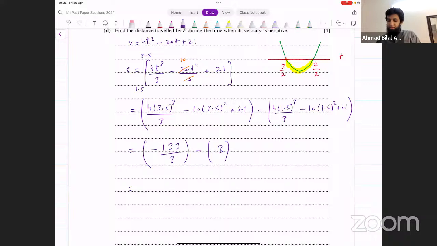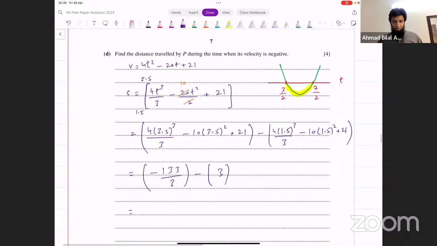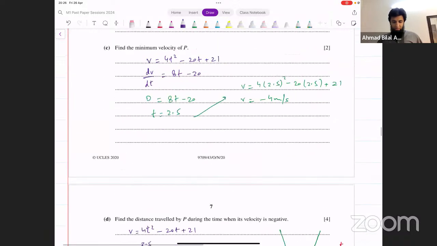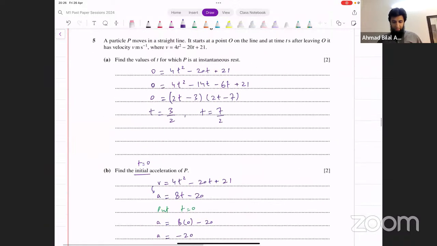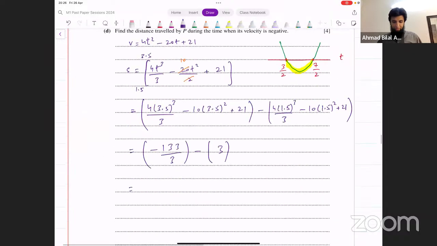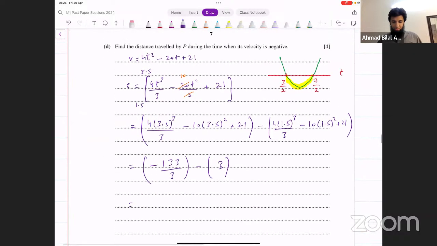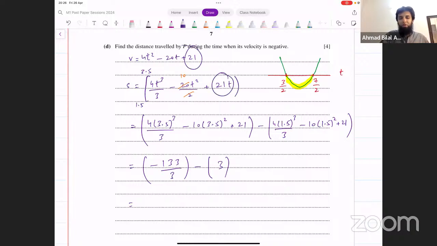Can somebody check this calculation as well? Minus 142/3, that's what I'm getting. Let's check this again. 40 squared minus 23 plus 21. That's the velocity function. 40/3 minus 20 squared root. Okay, I'm sorry. I missed a t here. This should have been in t with this as well. When we integrate 21, it should have been 21t.